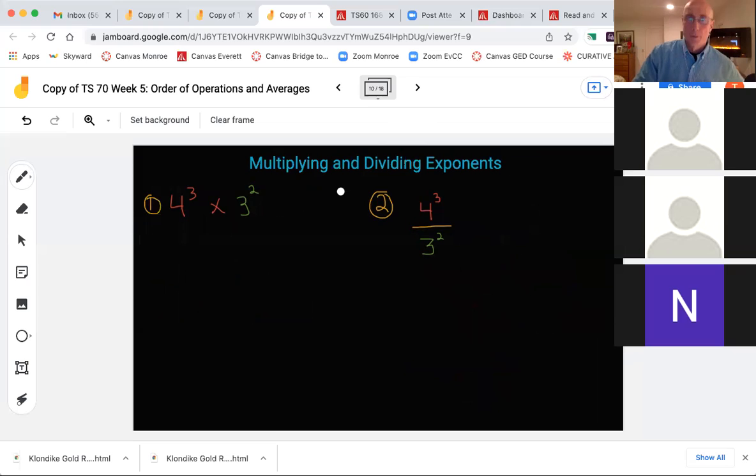what about multiplying? What if I'm multiplying and dividing exponents? Yes, we're covering a lot of ground tonight, admittedly. This is why I'm making this recording. In your notes, just write down multiplying and dividing exponents.